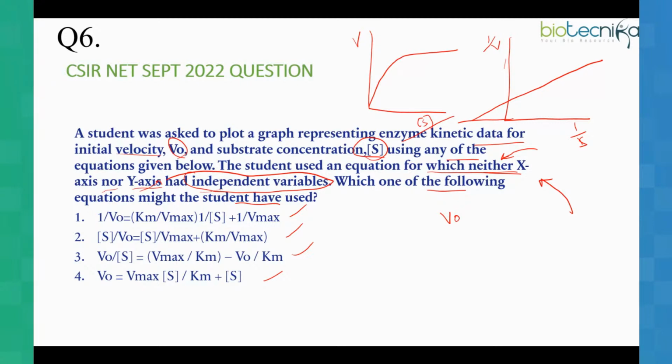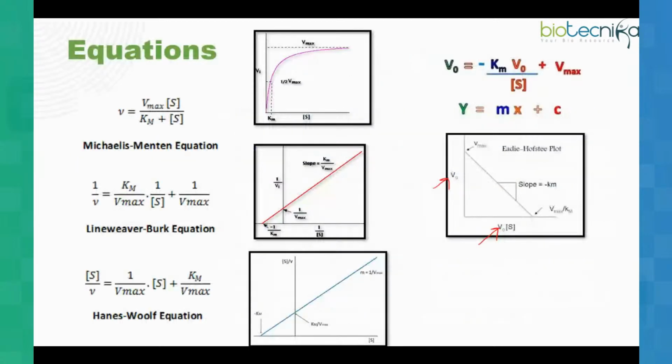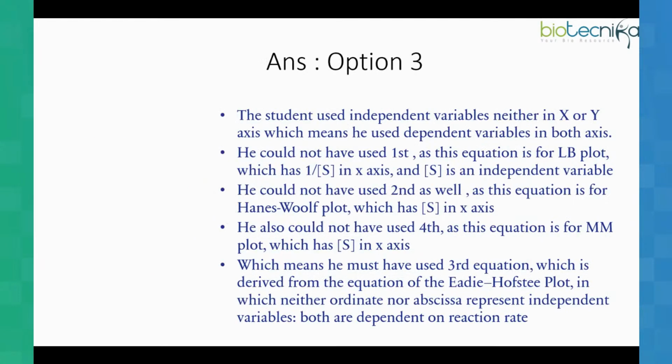Like in the Eadie-Hofstee plot. But substrate concentration is not a dependent variable. So that is why in the other three graphs, as in this one, this one, this one, only the y-axis had a dependent value, but the x-axis has an independent value. Okay, fine, you figured out which graph you would have used, but what equation?